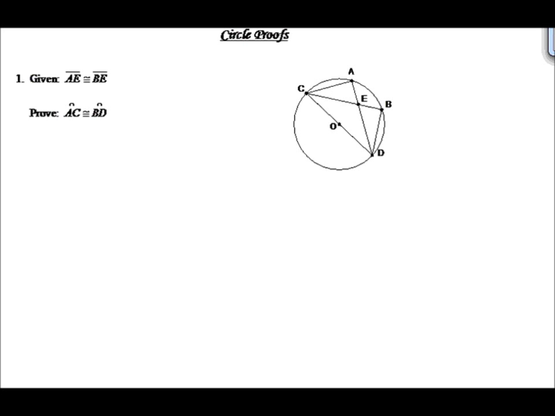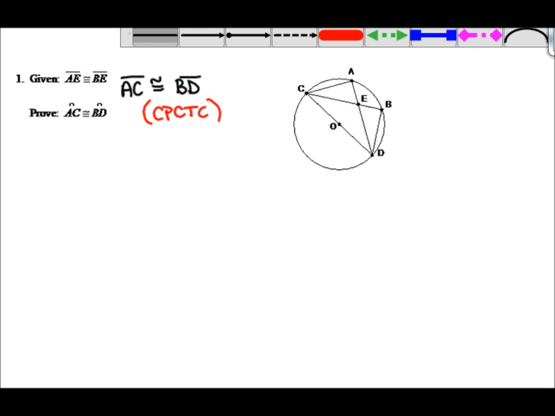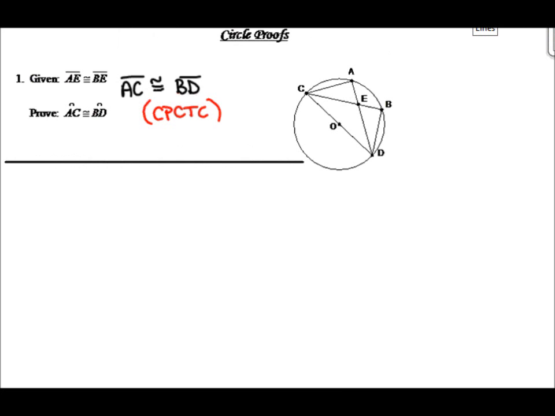Now the way we prove arcs are congruent is first we need to know that their chords are congruent. So we're going to have to prove chord AC is congruent to chord BD. Well, the only way we know how to prove two line segments are congruent is to use CPCTC. So it looks like we're going to be doing a triangle proof. So let's go ahead and tee off our proof, and we can start with our given.